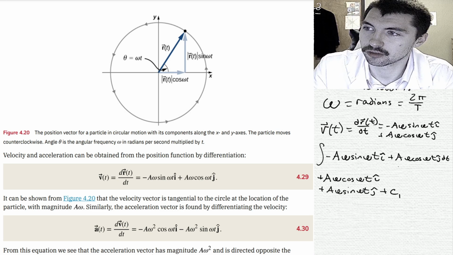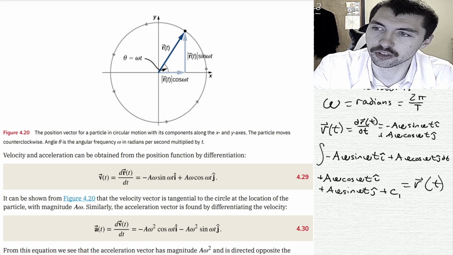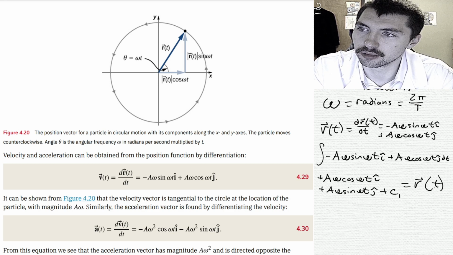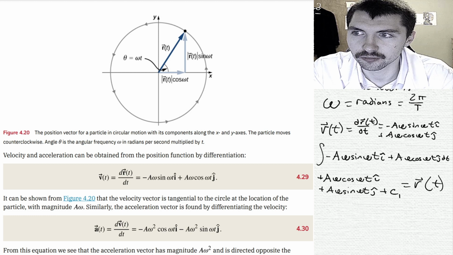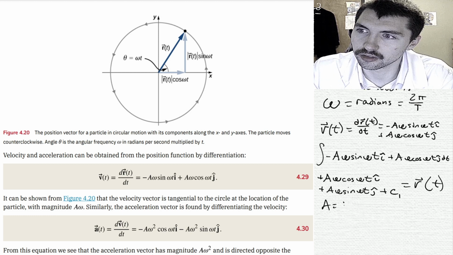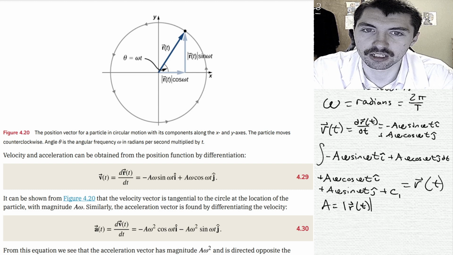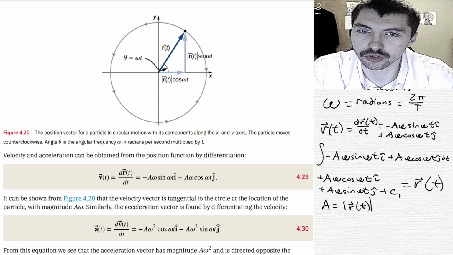So that's R of t, if you were curious. As you can see, A is the magnitude of R of t. If you're looking at the picture, if you're asking how this translates, A is the magnitude of R of t. And you can see this is just doing trig.